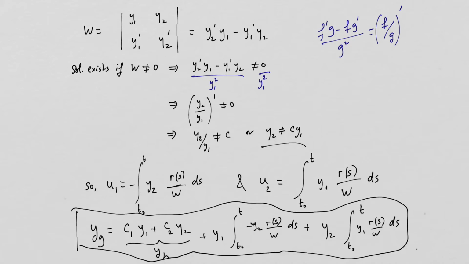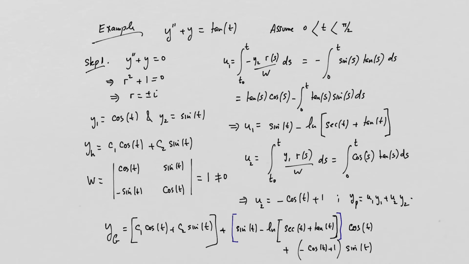This is your particular here, and this is your homogeneous piece, okay? Sorry, it's a little messy. All right. Now, what I want to do now is work out an example.